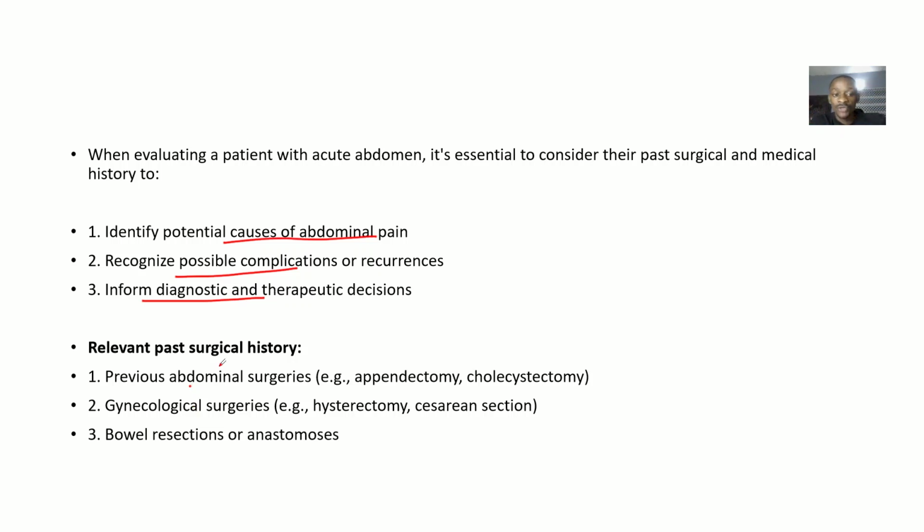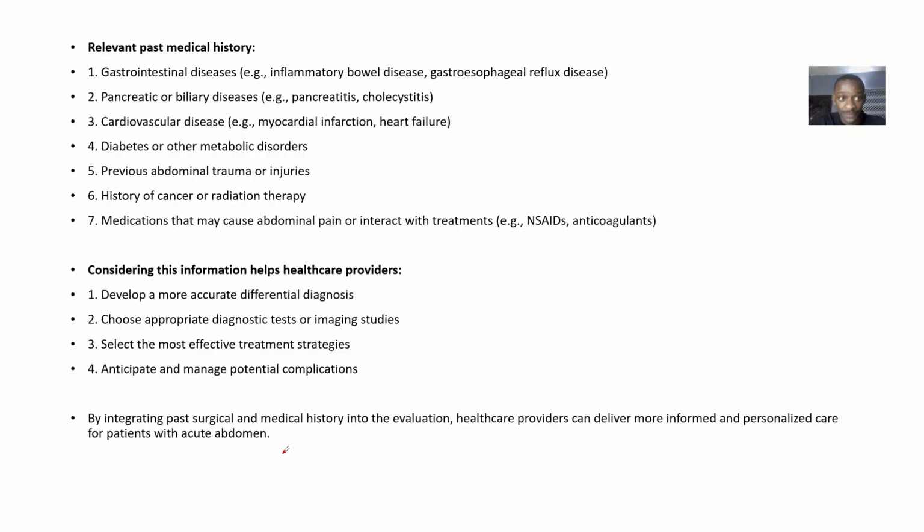So now for the relevant past surgery, you ask them about previous abdominal surgeries like appendectomy or cholecystectomy. Okay, you also ask them about gynecological surgeries like hysterectomy and cesarean section, right? Then bowel resections or anastomosis. You see, ask them, have they ever had any bowel resections, anastomosis and all that, right? Try to get all that information.